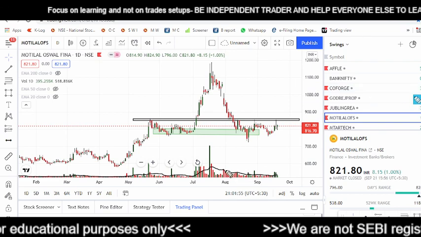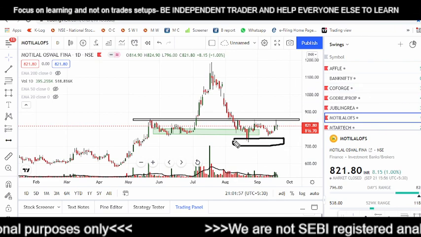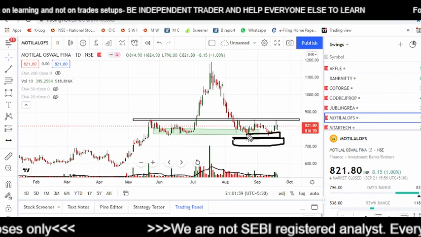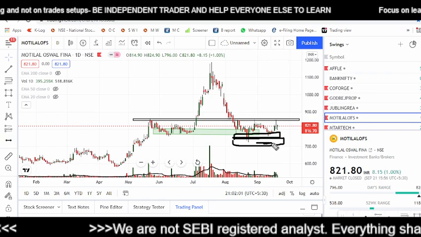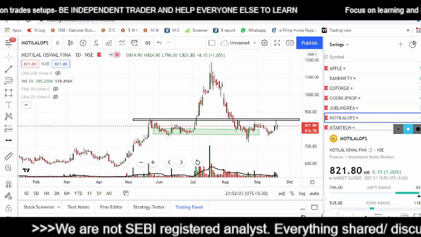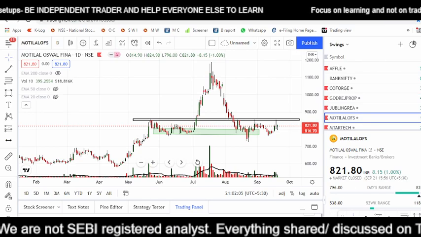Stop loss can be kept below the previous swing low because the stock is not able to break below this area. So this stop loss over here will be a healthy stop loss and a safer stop loss.